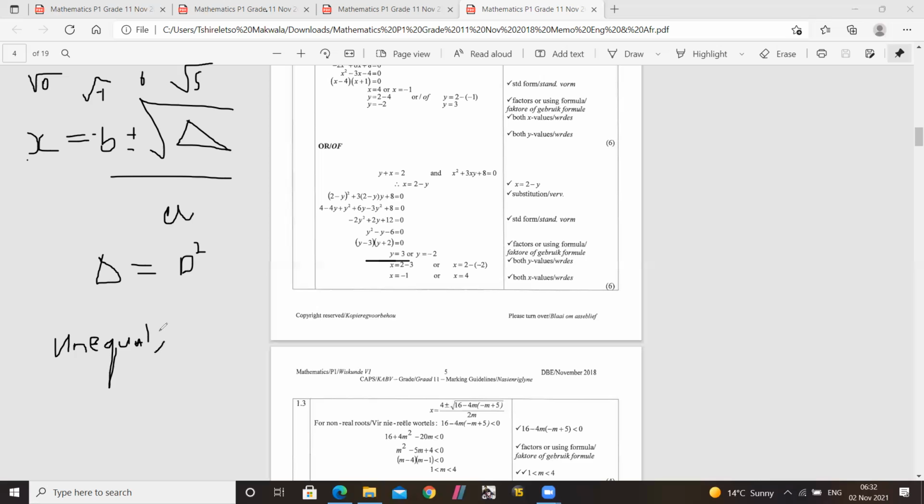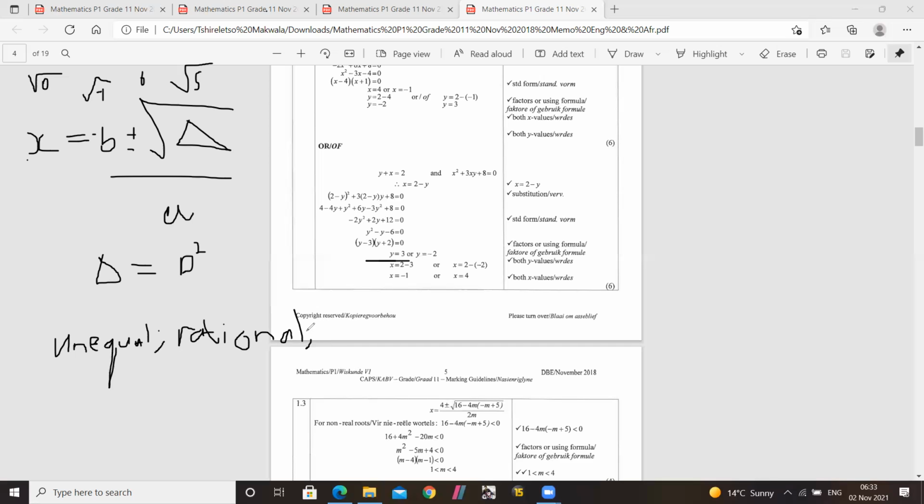Then what will happen? The answer will be a distinct number, any rational number. So it will be a rational number plus a rational number divided by a rational number. So everything is rational, meaning you can write this thing as a fraction. So this thing will also be rational because you can write it as a fraction. That's why the roots will be rational as a result of delta.